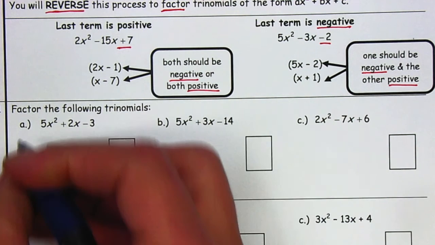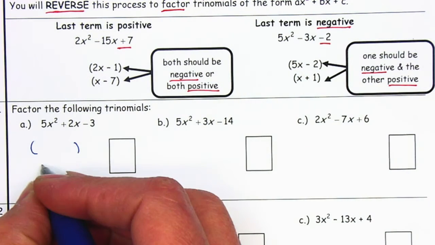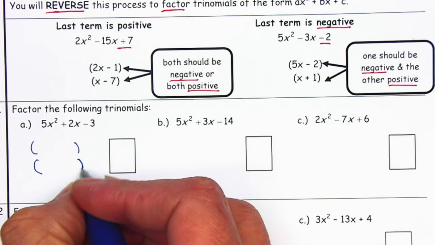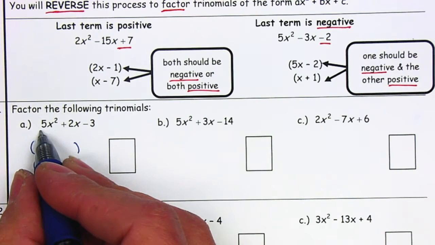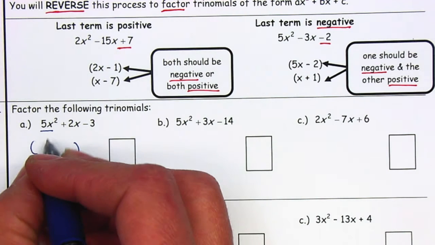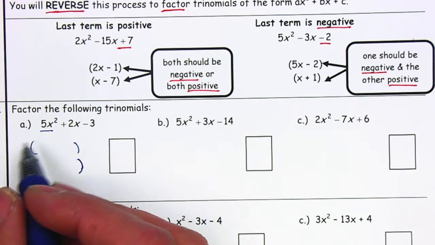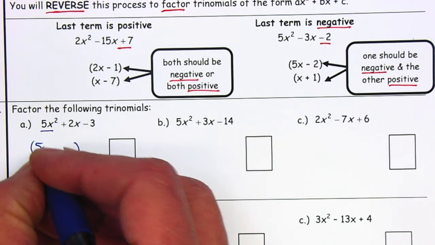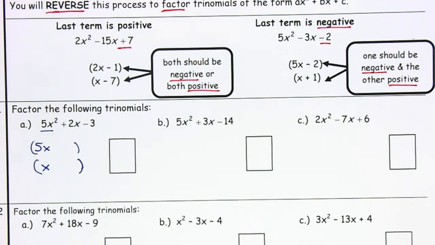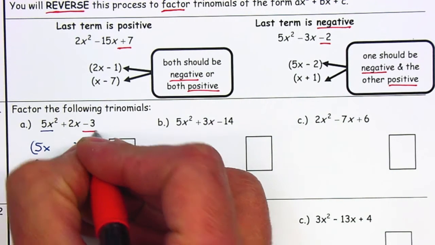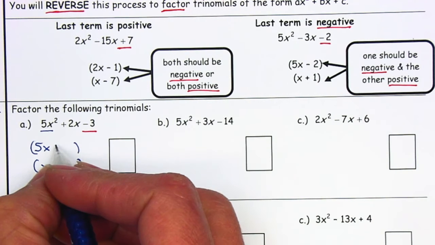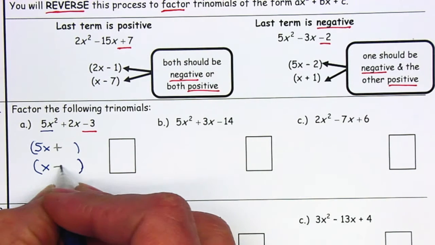I'm going to place my double parenthesis. And my factors of 5x squared are, what do I need to multiply together to end up with 5x squared? So my factors of 5x squared are 5x multiplied by x. Now the rest I'm going to do with my pencil because I'm going to have to erase. So the last number is negative. That means that one of them should be positive, the other one should be negative.